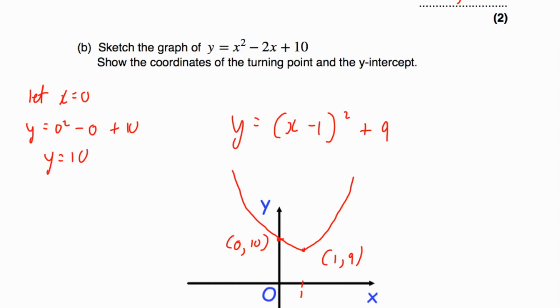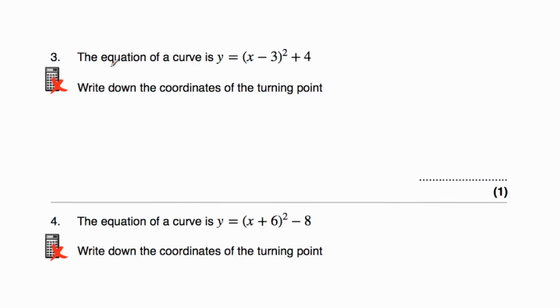Okay, let's have a look at our next question. Question 3 says the equation of a curve is y equals (x minus 3) squared plus 4. So we've got a quadratic, and actually it's quite nice in this question because the completing the square has been done for us, and we've been asked to write down the coordinates of the turning point.